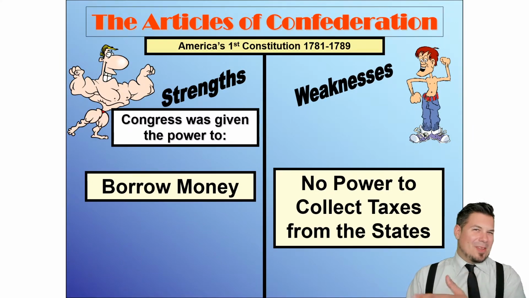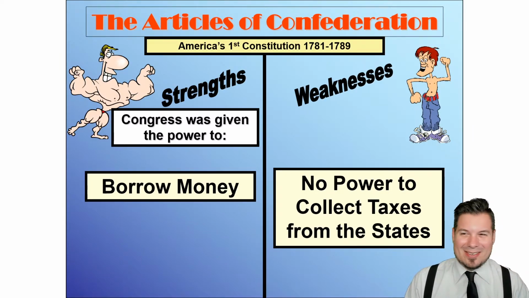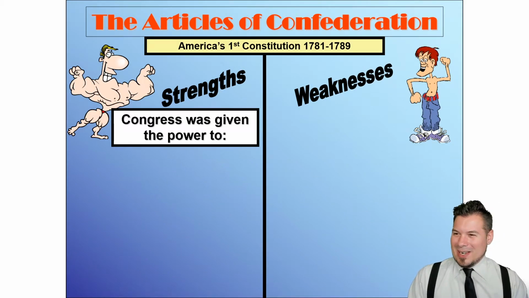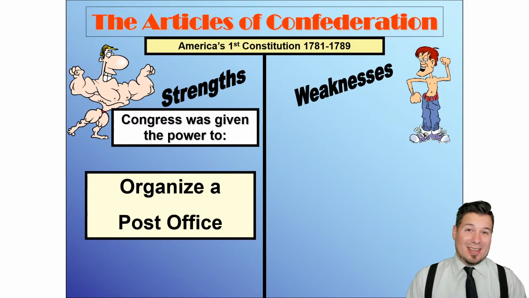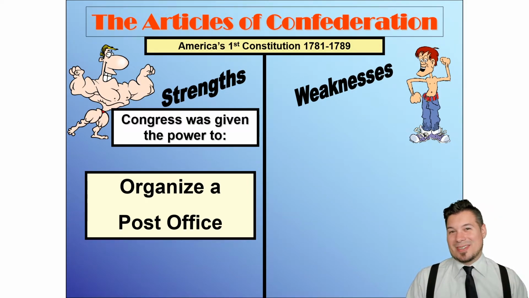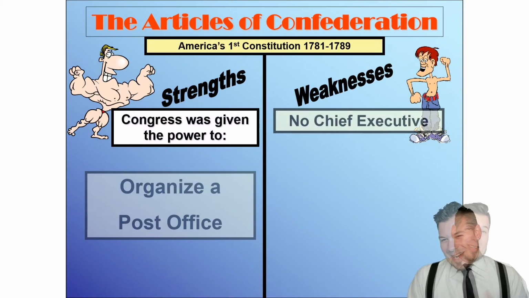So again, that kind of can't really pay back money you owe if you can't collect money. So that kind of negates that too. Well, they organize a post office. The Congress still had, that's still federal government. The USPS, United States Postal Service, does still go ahead and is controlled by the federal government. So that's a strength. What are some other weaknesses?